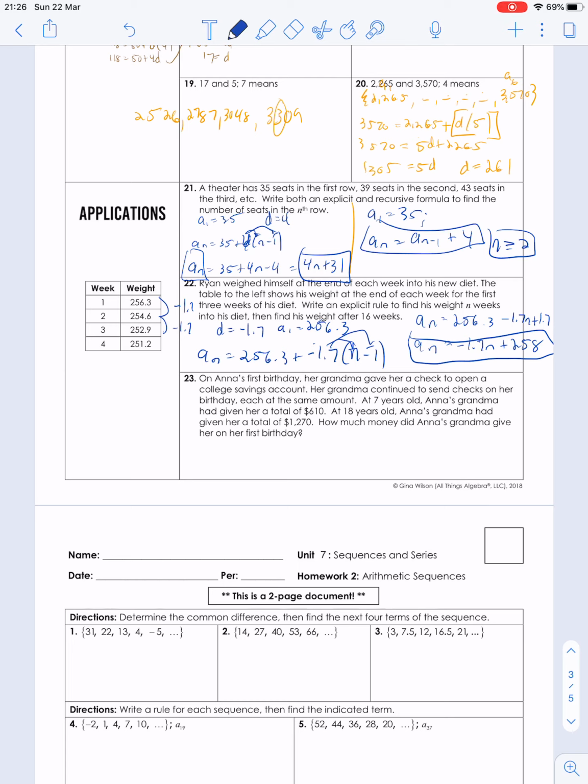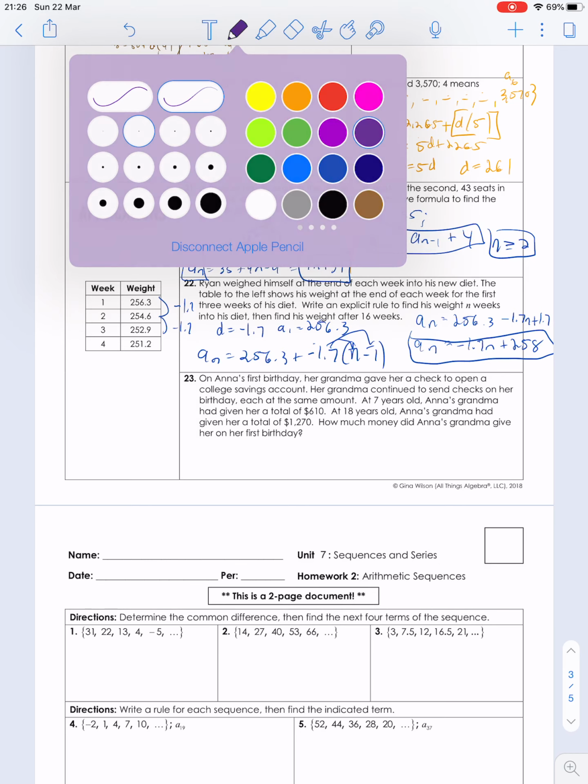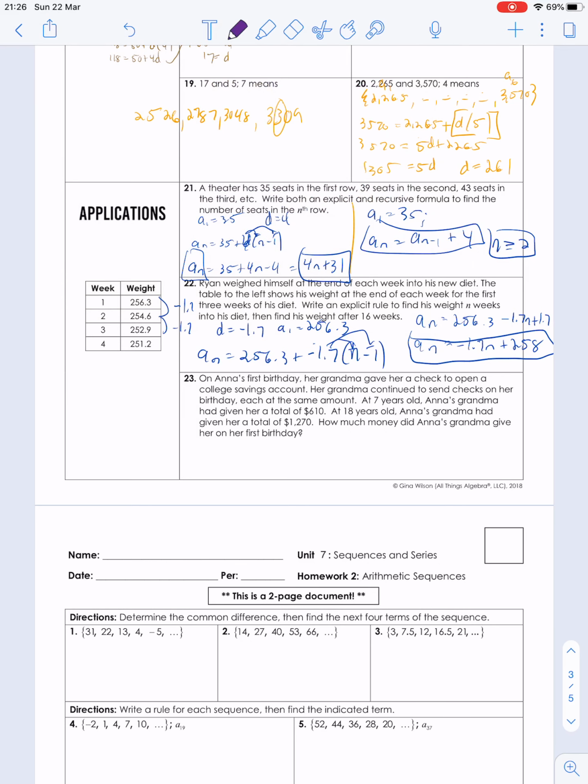Come on. All right, last one. On Anna's first birthday, her grandma gave her a check to open a college savings account. Her grandma continued to send checks on her birthday, each of the same amount. At 7 years old, Anna's grandma had given her a total of $610. At 18 years old, a total of $1,270. How much money did Anna's grandma give her on her first birthday?